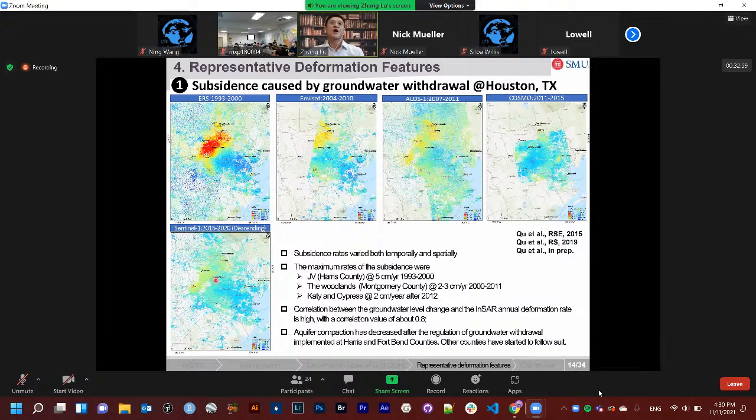And moving out of this area to focus pretty much on Katy and Cypress, and also the Woodlands and Spring area. So here I didn't show you, but the correlation between groundwater level changes and the InSAR deformation measurement has very good correlation. So the groundwater withdrawal is correlated with subsidence, and uplift is caused by the groundwater rising up, and the correlation coefficient is about 0.8. And we report this in this paper as well.